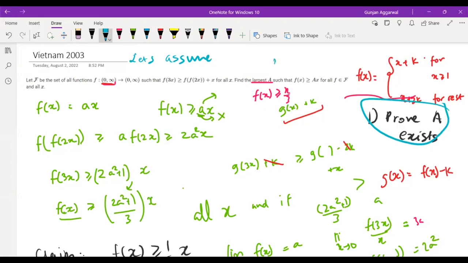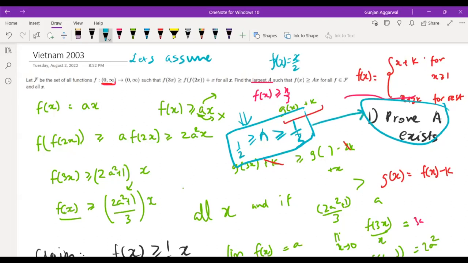Because x by 2 works, right? Then it won't just work. So we have that a is smaller than half. If a is smaller than half, just take a equal to 0, and since f is on positive reals. Exactly. A is smaller than half, and we have a bound 1 by 3. This just works. So such an a exists. Now we need to prove that this a is half.